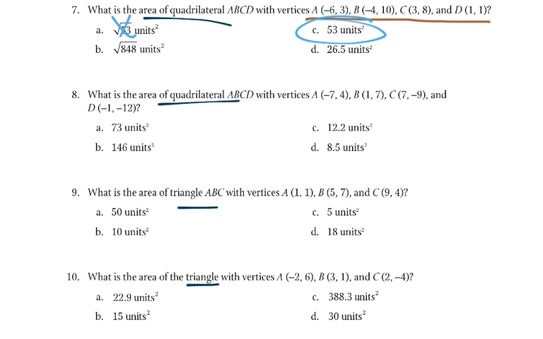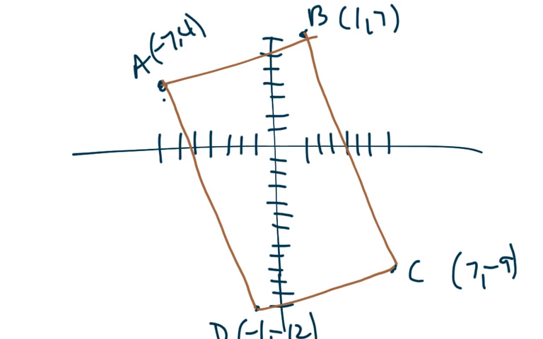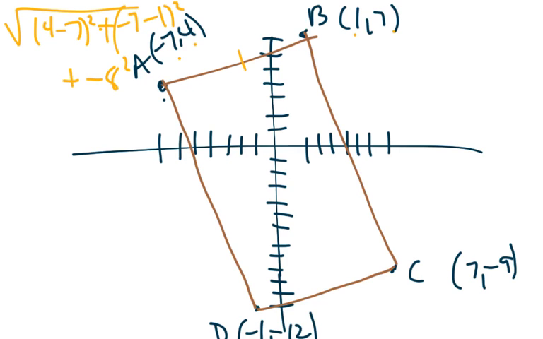Alright, let's take a look at number 8 now. So for this one we've got another quadrilateral. So we start off here, square root of 4 minus 7 squared plus negative 7 minus 1 squared. Negative 7 minus 1 is negative 8 squared. 4 minus 7 is negative 3 squared. Negative 3 squared is 9. Negative 8 squared is 64. So it would be 73. So the square root of 73, which is about 8.54.